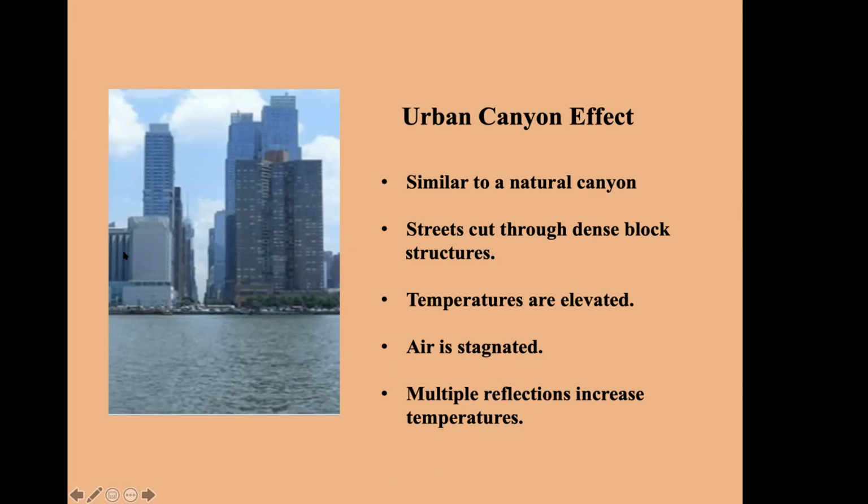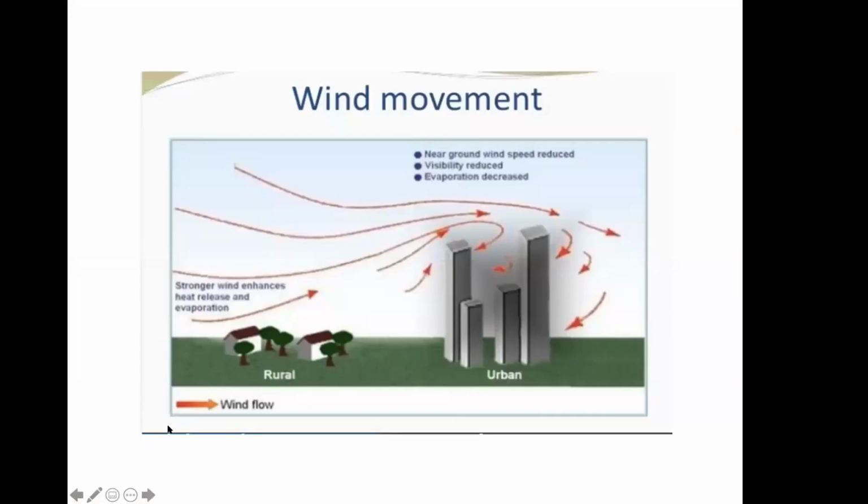And of course, you get multiple reflections between the buildings that also increases the temperature. So the wind movement is part of this effect. As you can see in the rural area over here, the prevailing winds are coming from the left or from the west. And these stronger winds enhance heat release and evaporation at the surface. And of course, that has a cooling effect.